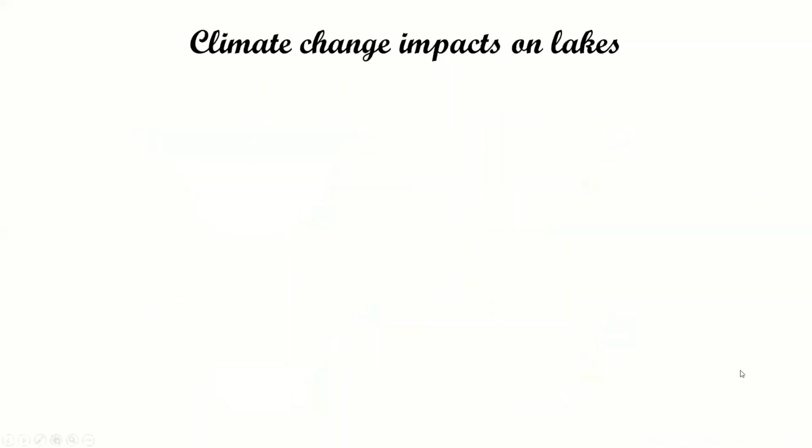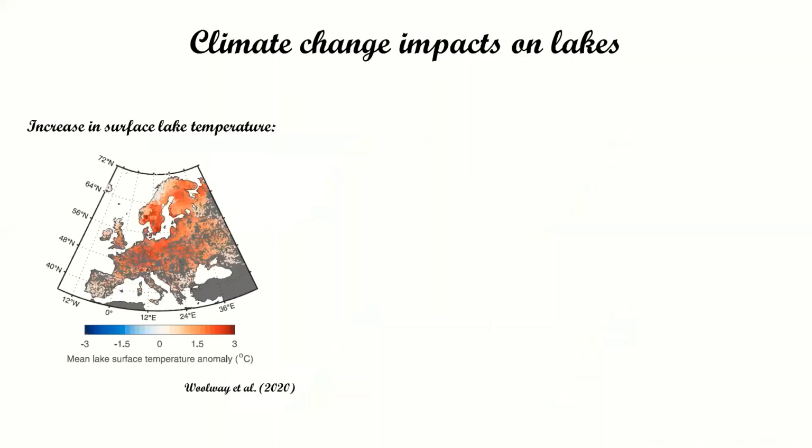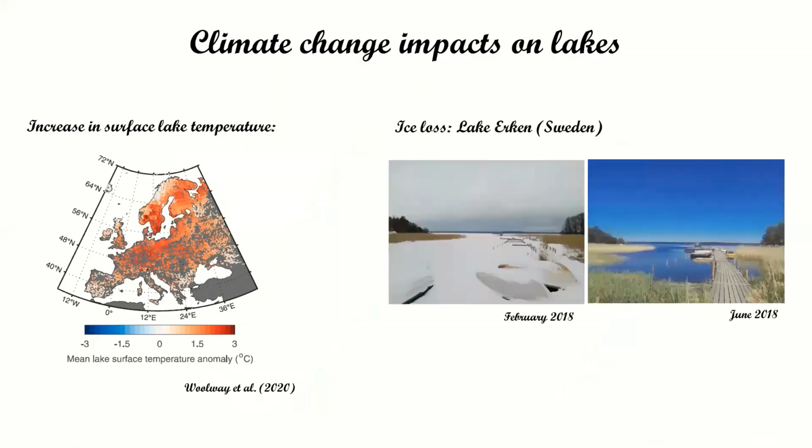What is happening in the lakes with climate change? Lakes are warming as the climate warms, and stratification is changing. Here, we have two pictures of the same lake, one in winter and another in summer. A warmer climate decreases the ice period duration.